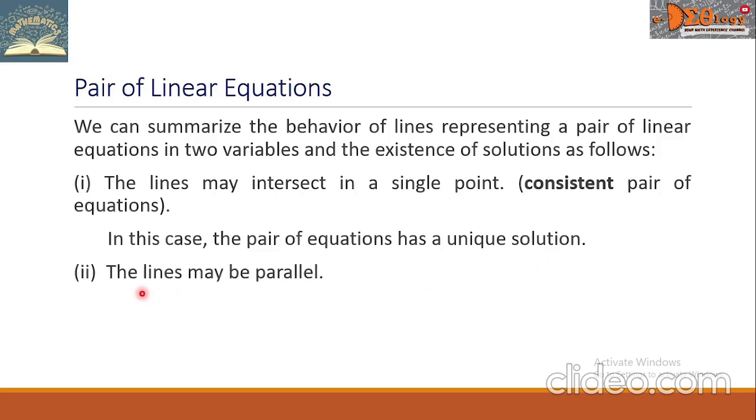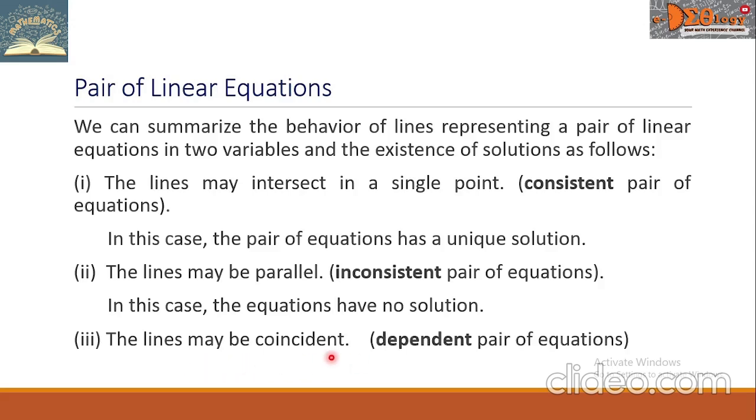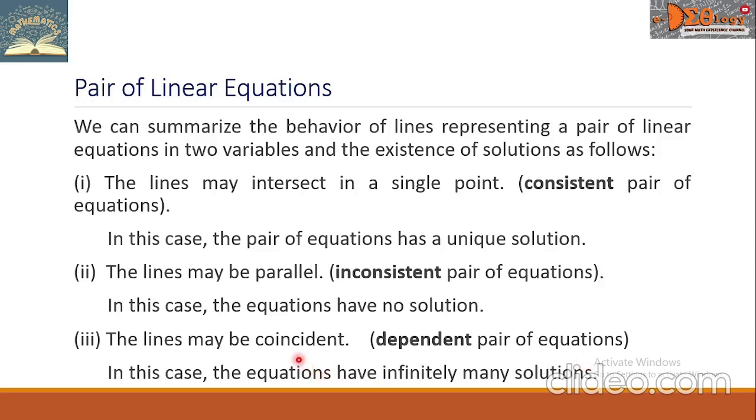Second possibility, the lines may be parallel. We call this now inconsistent pair of equations. In this case, the equations have no solution. Third possibility, the lines may be coincident. We call them dependent pair of equations. In this case, the equations have infinitely many solutions.